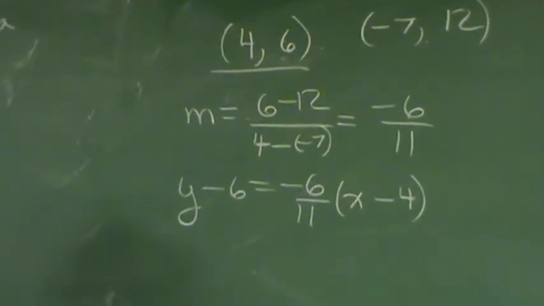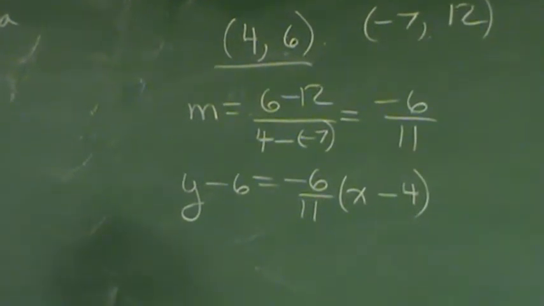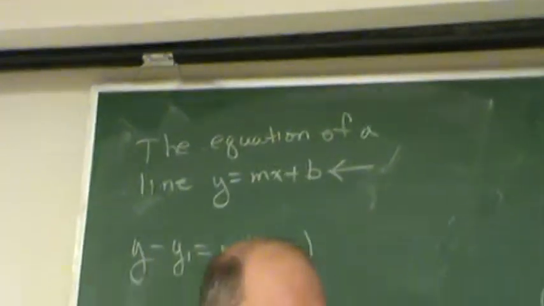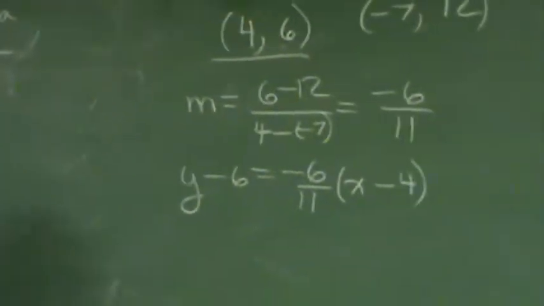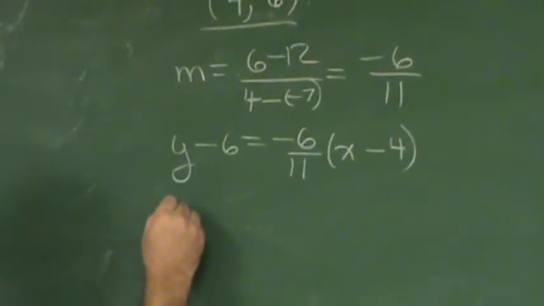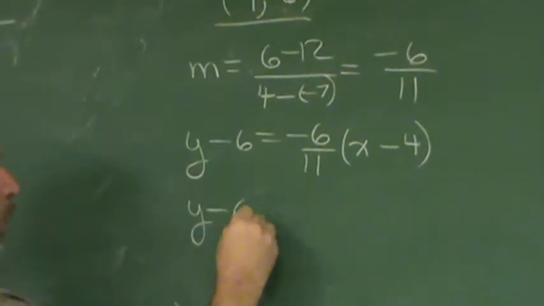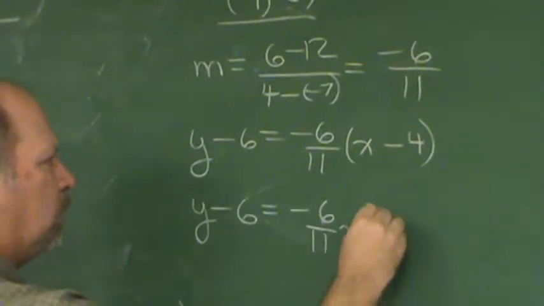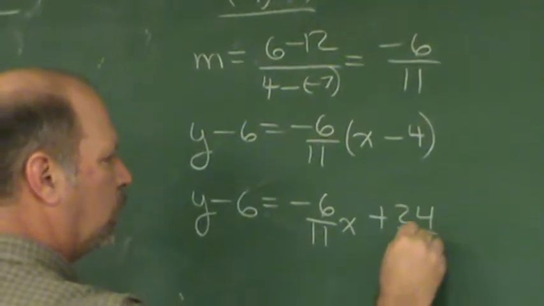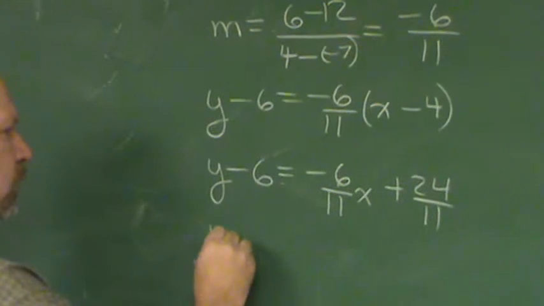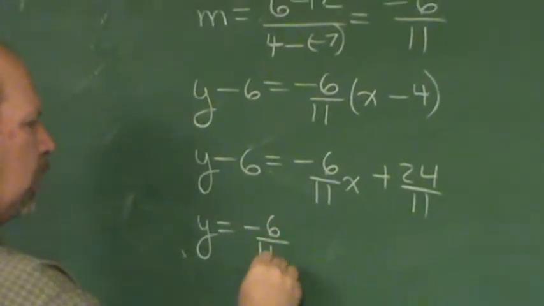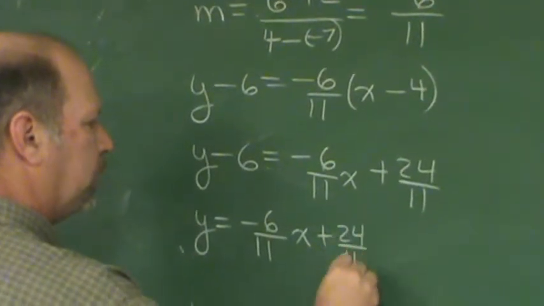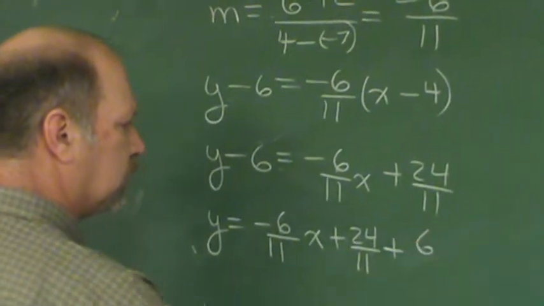Remember, on my exams and quizzes, anytime I ask you for the equation of the line, I expect your answer to be in slope-intercept form, y equals mx plus b. Now, if we come back to this equation and solve it for y, you get y minus 6 equals negative 6 over 11 times x plus 24 over 11. So y is going to be equal to negative 6 over 11 x plus 24 over 11 plus 6.